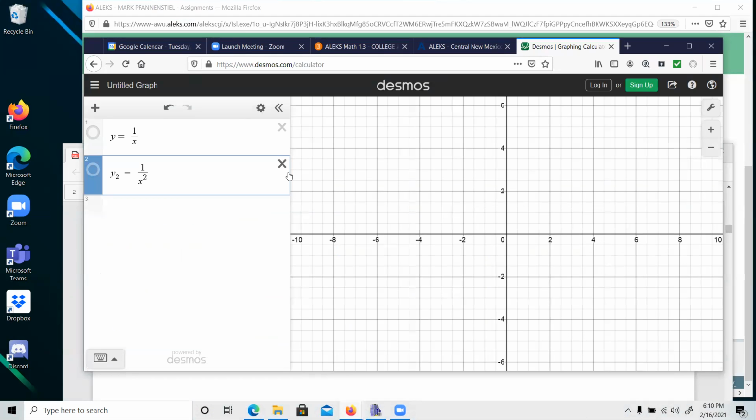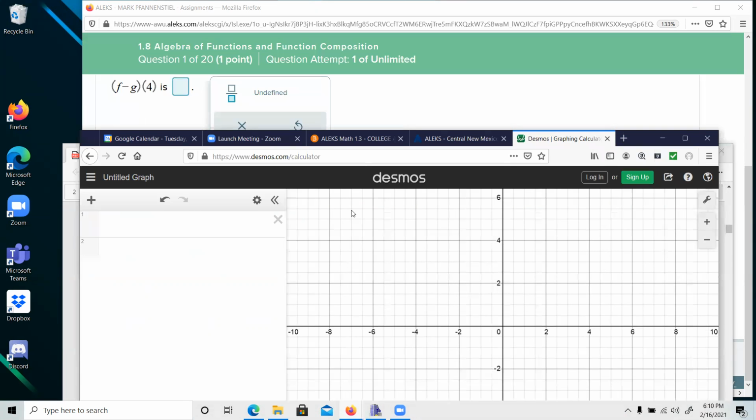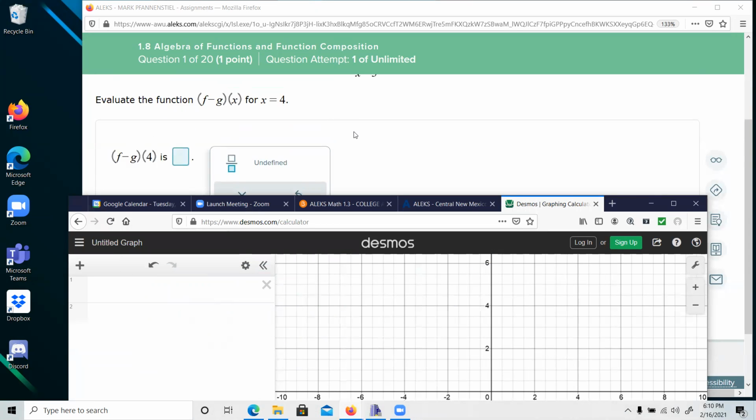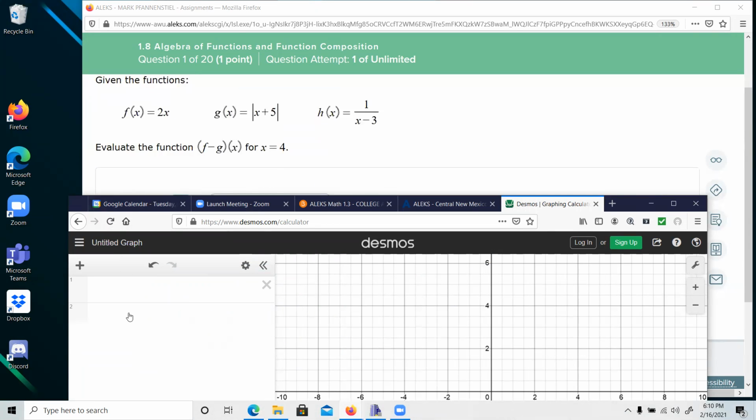What was the graph? Desmos, by the way, this is one of the most awesome programs that there is. If you're not using Desmos to help you, it's a great tool for doing a lot of math, and visualizing is fantastic. Okay, minus, and if you do this, I think you can do abs, and I think we could say x plus 5.